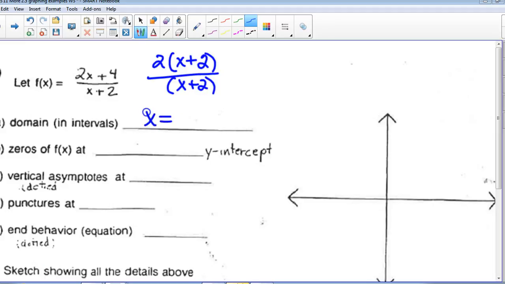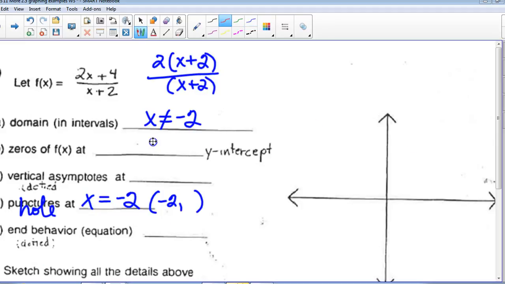X cannot equal -2. What does it have at -2? It has a hole, because it's a common factor here and here. We can find the ordered pair, and we'll practice finding the ordered pair, but on the quiz, as long as you tell me the x value where the hole is located, I'll be happy.